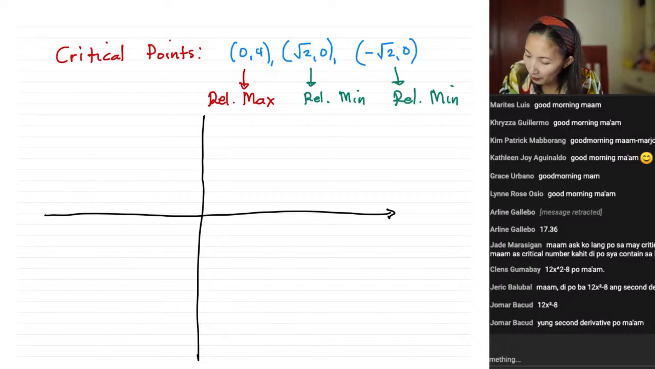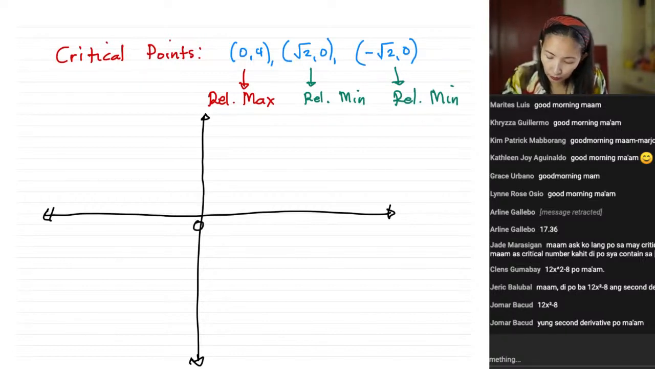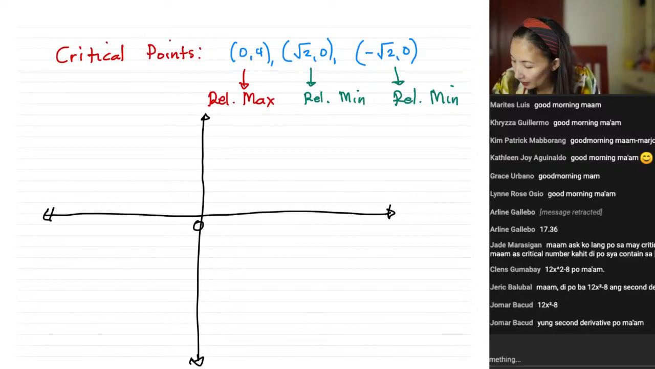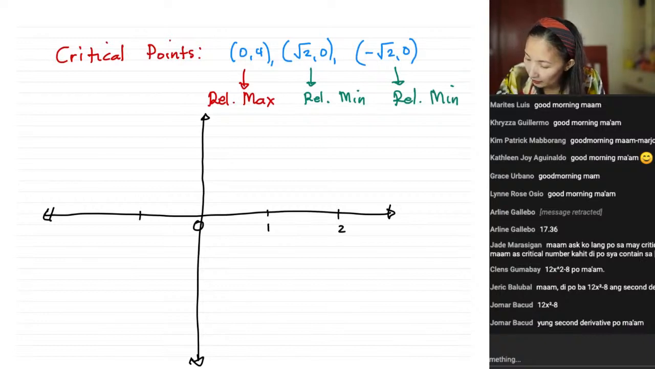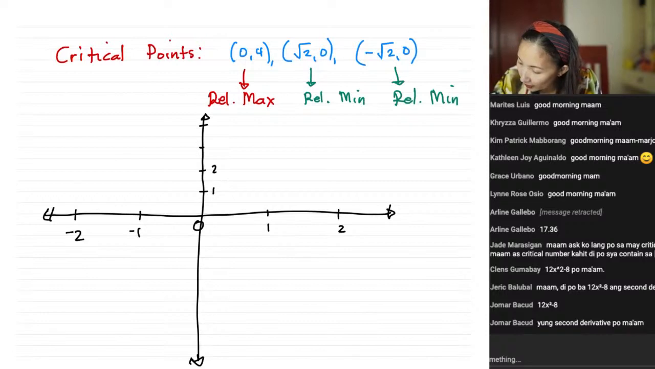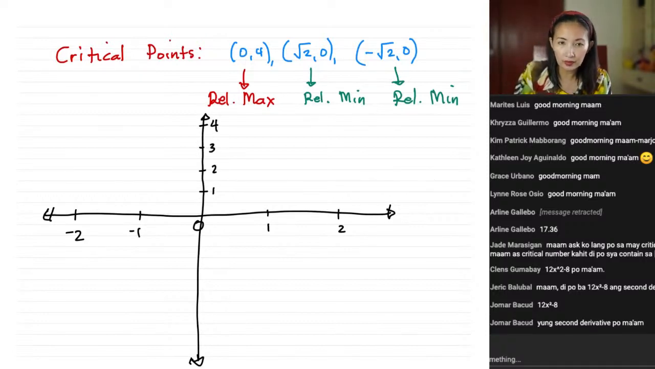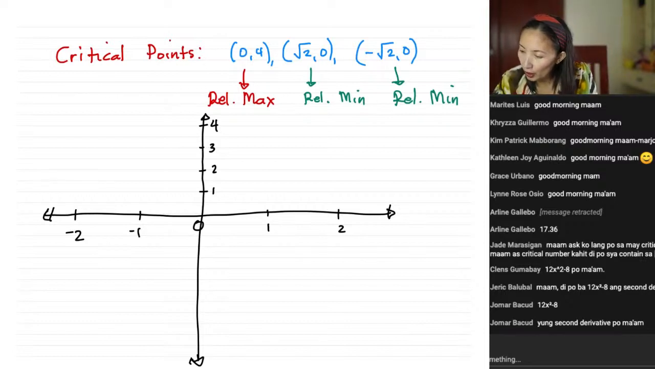Okay, your critical numbers are 0, square root of 2, square root of 2 is 1.4 something. So let this be 1, let this be 2, let this be negative 1, let this be negative 2. Okay, 2, 4. Let this be 1, 2, although not equally spaced. 0, 4. Okay, locate this point.